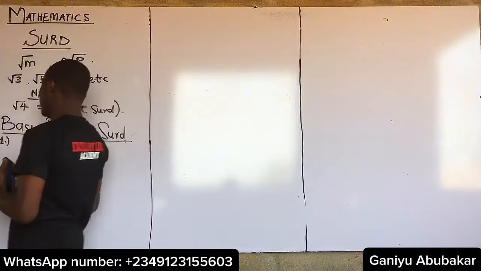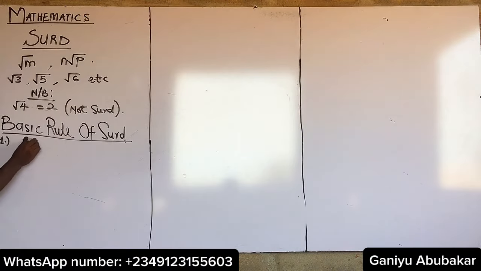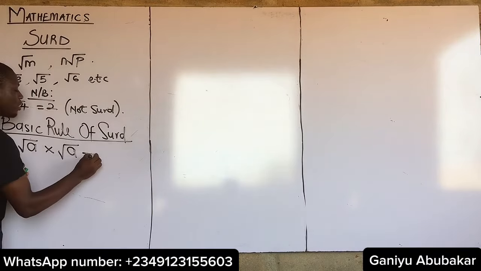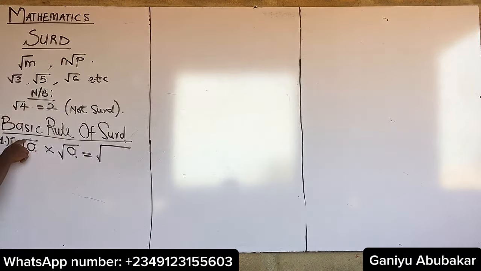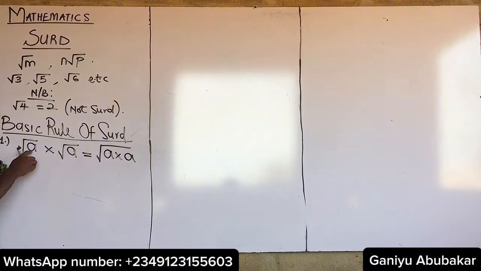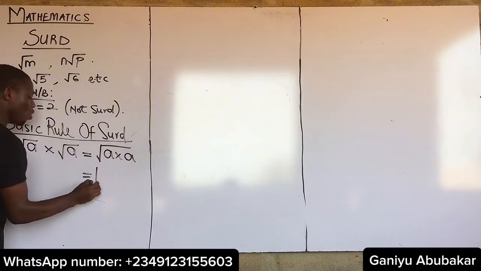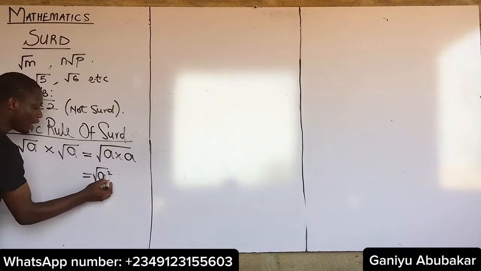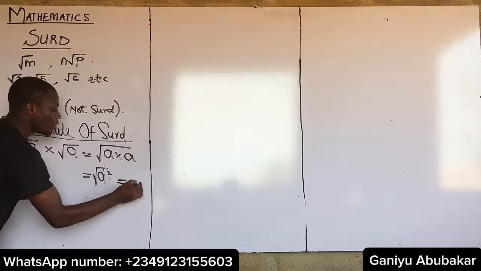Rule 1 says that if I have the square root of a multiplying the square root of a, observe that this and this are the same thing. When they multiply, I'll have a square root of a times a, which gives a squared. In mathematics, square can cancel out square root. So my answer becomes a.